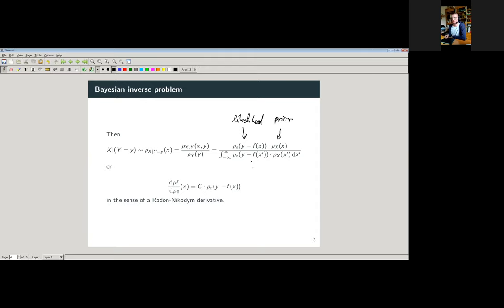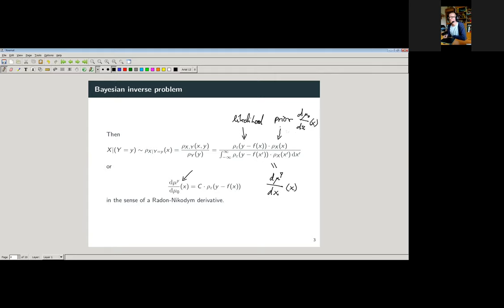And there is another way of looking at that, which is, we can divide by the prior, and then we get this quantity, which is the Radon-Nikodym derivative. So this is, let's just say this is d mu y divided by dx of x. And this prior is actually d mu zero dx of x.